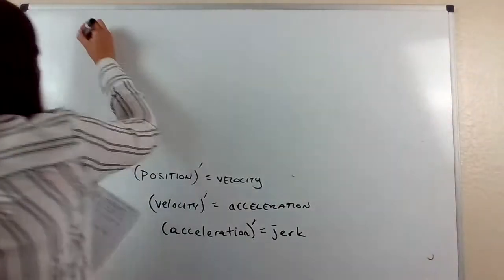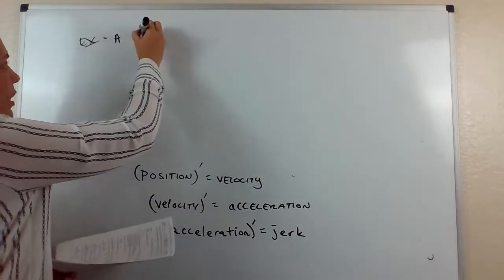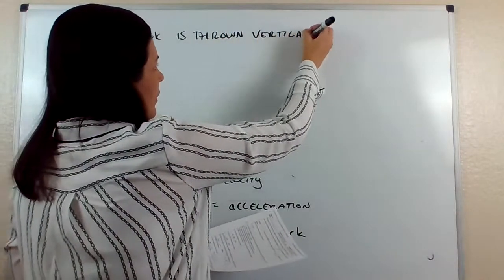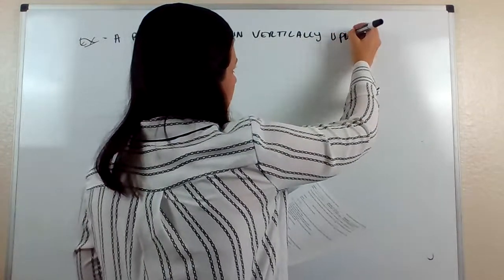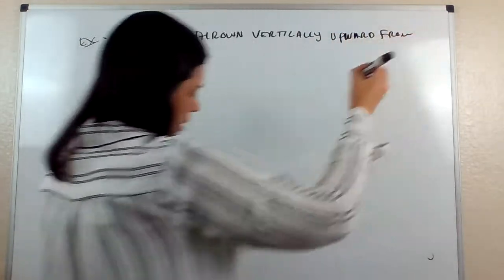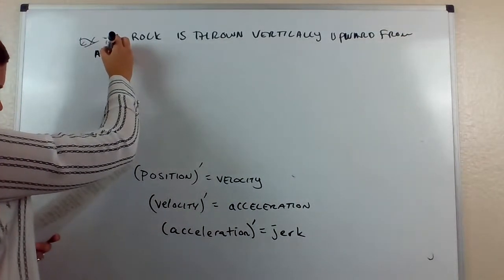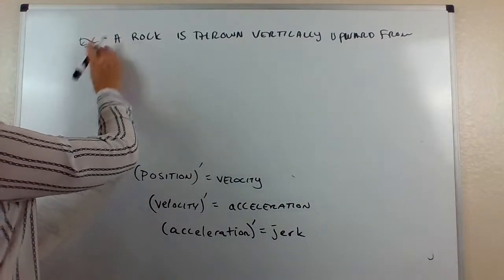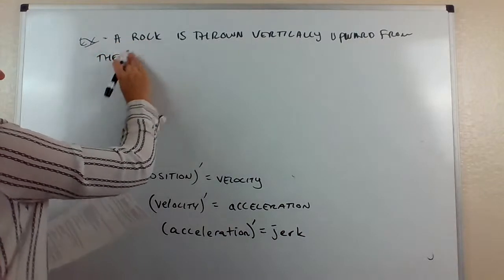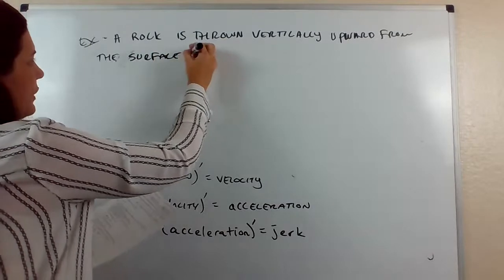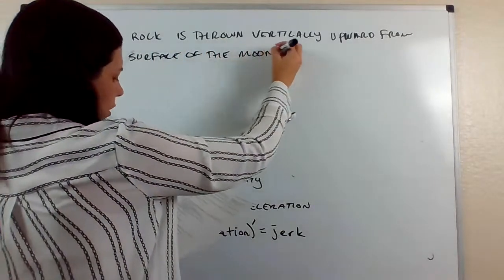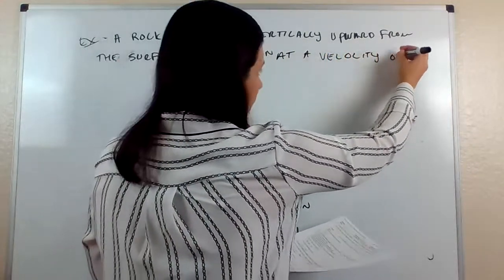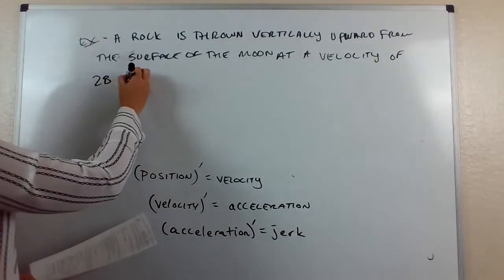Okay, so example. A rock is thrown vertically, and we're going to throw it upward from, let's see, the surface of the moon. Surface of the moon. And we're going to say at a velocity of 28 meters per second.